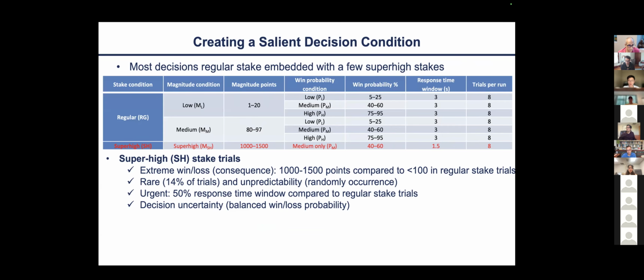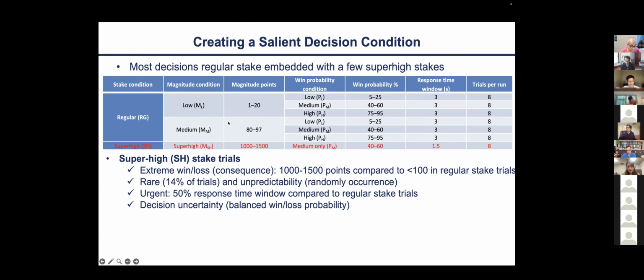The subject could either win a lot of points or lose even down to negative. So it's a high risk, high reward. And it's also very rare. We only present it in about 40% of the trials, and it's randomly presented, so it's unpredictable. And it's also urgent. The time window for the super high stake is half of the regular stake, so they need to make a choice selection within that limit.